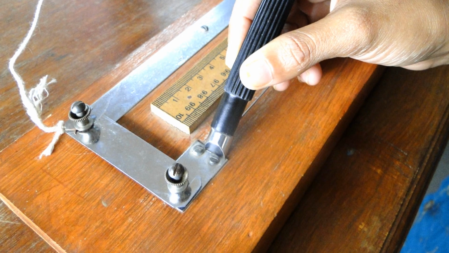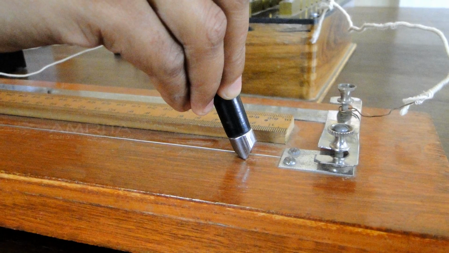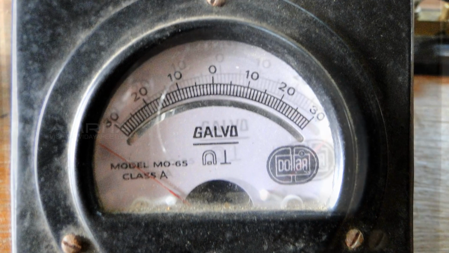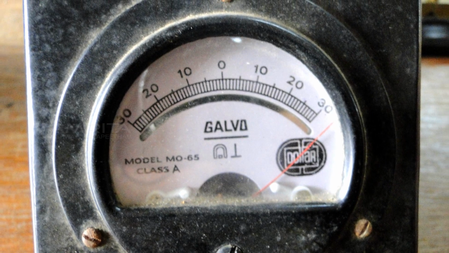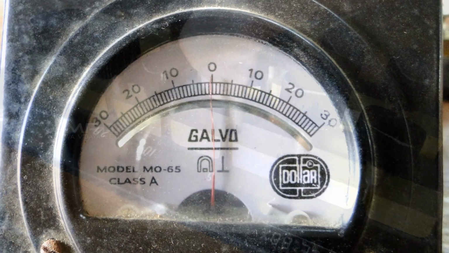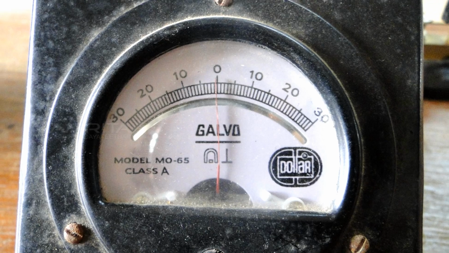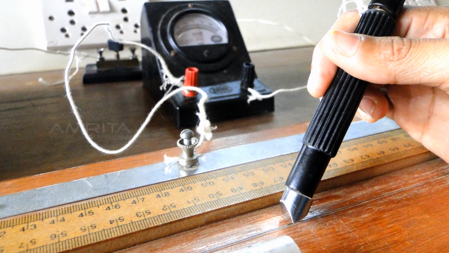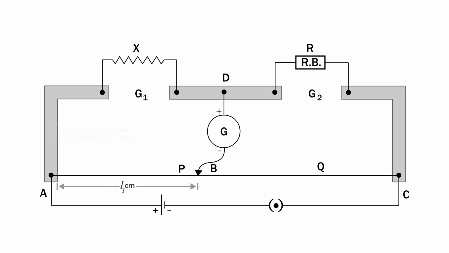Then the jockey is pressed near A and then near C. If the galvanometer deflections are in opposite directions, the connections are correct. A suitable resistance is introduced in the resistance box so that the galvanometer shows zero deflection when the jockey is pressed almost at the middle of the wire AC. Measure the length AB as L1.